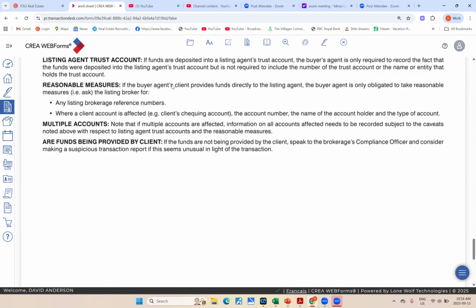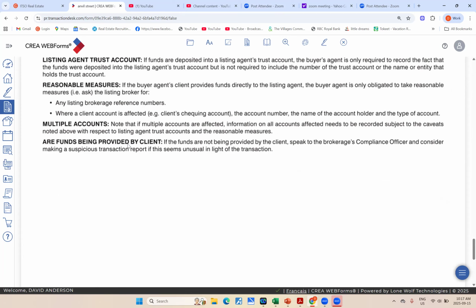Reasonable measures. If the buyer's agent's client provides funds directly to the listing agent, the buyer agent is only obligated to take reasonable measures. Example, asking the listing brokerage for any listing brokerage reference numbers. Where a client account is affected, example, the client's checking account, the account number, the name of the account holder, and the type of account. So basically, you want to find out what the checking account number is, and the name of the account holder, and the type. Note, if multiple accounts are affected, information on all accounts affected needs to be recorded, subject to the caveats noted above with respect to the listing agent trust accounts and the reasonable measures.